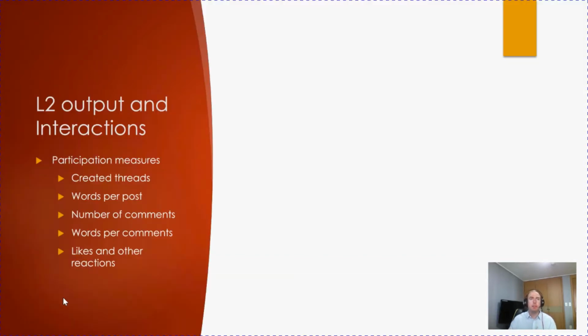Now, let's get a little bit more specific here. L2 output and interaction. So, participation measures. How do you know if students are creating enough output so that some amount of language learning is occurring? That's what we want. We want language learning. We want students to become more fluent. Well, the number of threads they create, how many times do they post? The words, how many words are they posting? Are they only posting pictures, or are they actually writing short paragraphs, a few sentences, words per post? The number of comments, are they commenting with one another? Words per comment, and likes and other reactions, likes, smiley faces, happy. These are the metrics you can look at and you could grade.